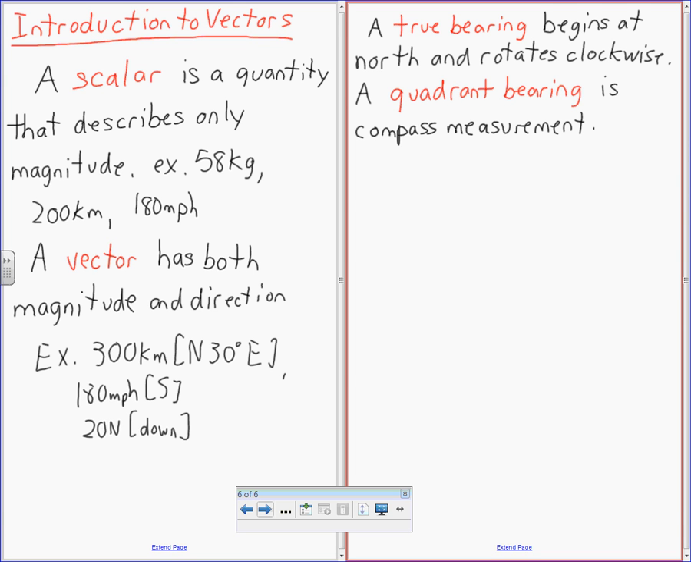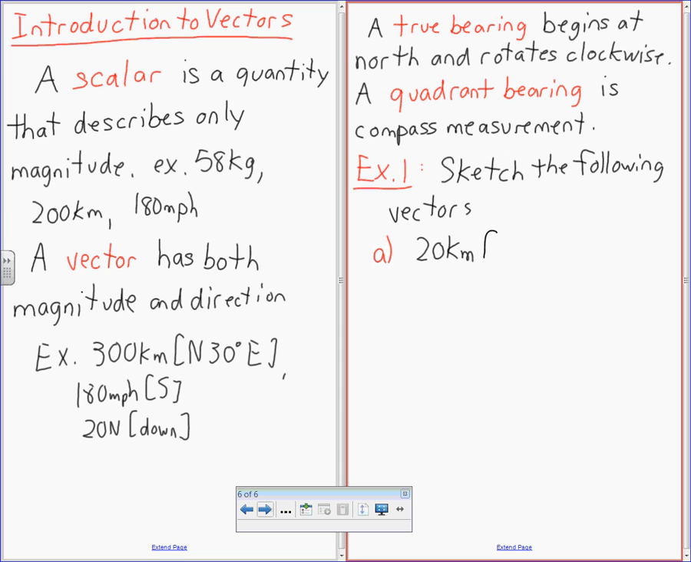So here we go, example 1. It's going to say, sketch the following vectors. All right, A. Please note this does not have to be to scale. For some reason there are people that don't want to see a 20-kilometer vector. That will take a long time. All right. So let's start with the direction for this.